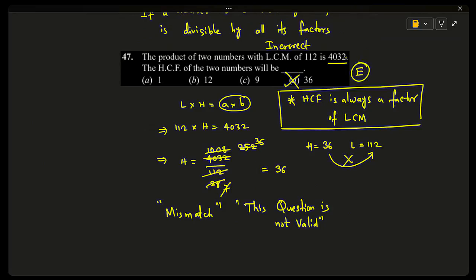Answer, we are going for E for this, because there is incorrect data given in the question. So it is option E. 48.